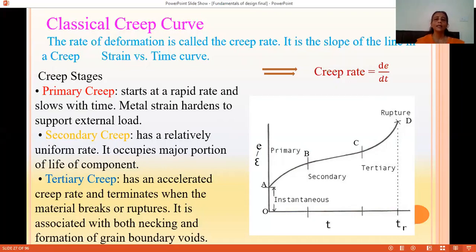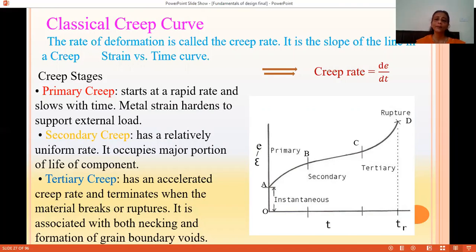Second, we have the second stage, which is also known as secondary creep. You can see that in secondary creep, the creep rate is almost constant or uniform. So the component will spend a major portion of its life cycle in this secondary creep.